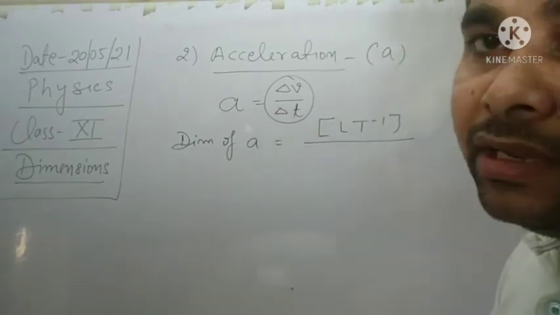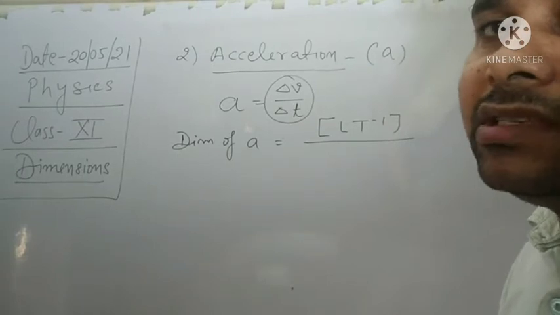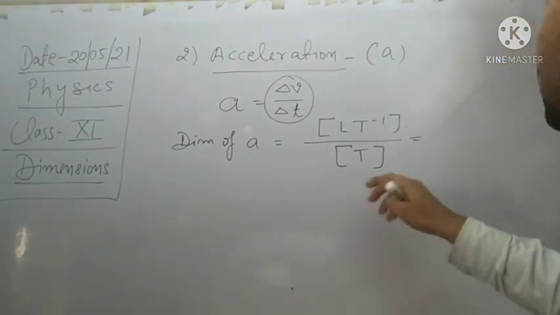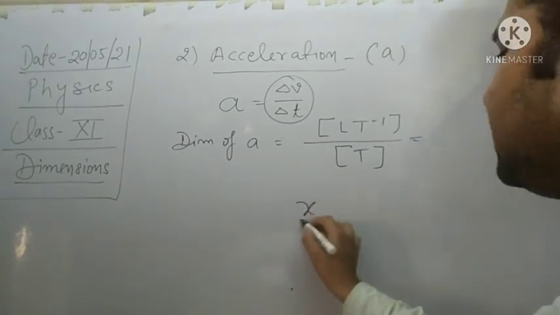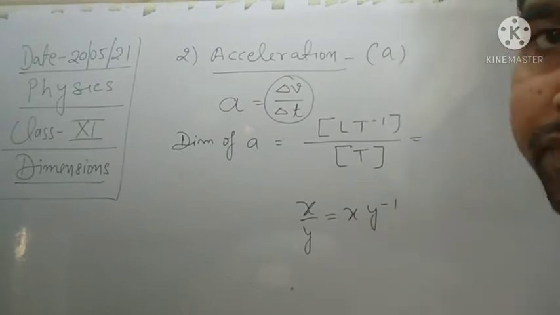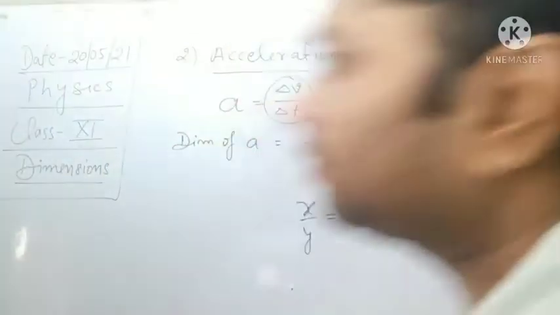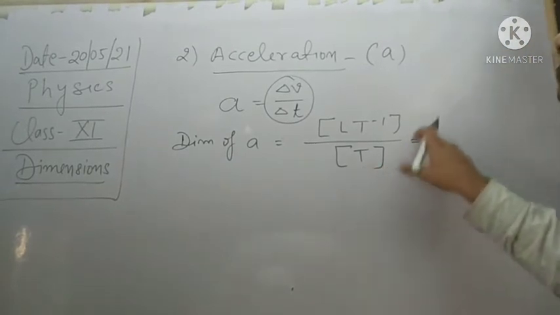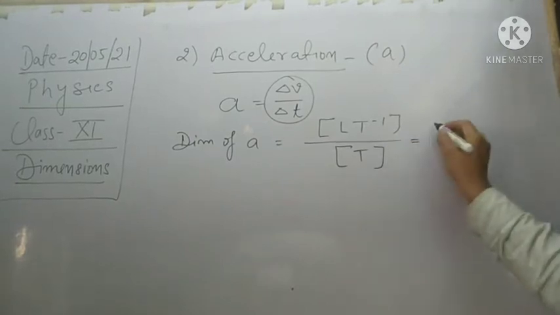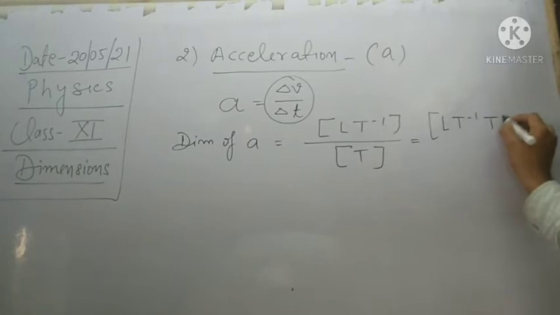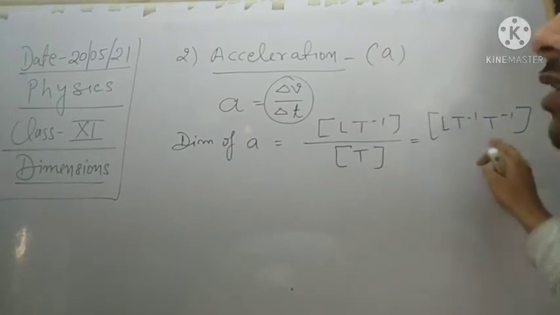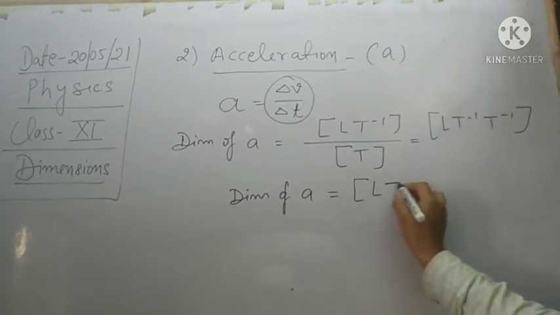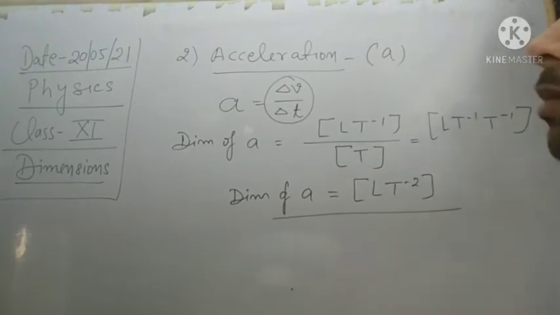And now the dimension of delta T. What is T? T means time. So time interval dimension means dimension of time. So this is T, in square bracket. So you can use the exponent law, like x upon y equals x times y to the power minus 1. This is one of the exponent laws we studied in class 10th. Similarly, when T goes in the numerator with the opposite sign of exponent, finally we have LT minus 1 and T minus 1, and again T minus 1 means T to the power minus 2. So finally the dimension of acceleration is, in square bracket, LT minus 2. This is the dimension of acceleration.